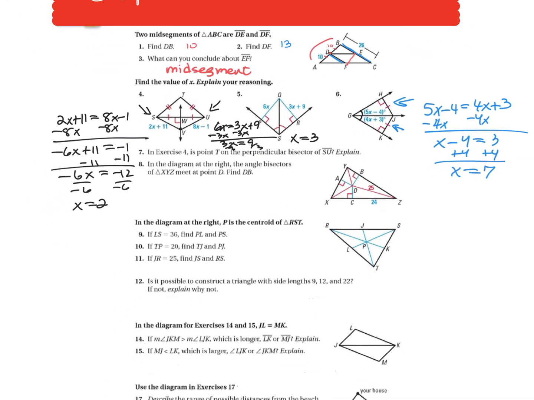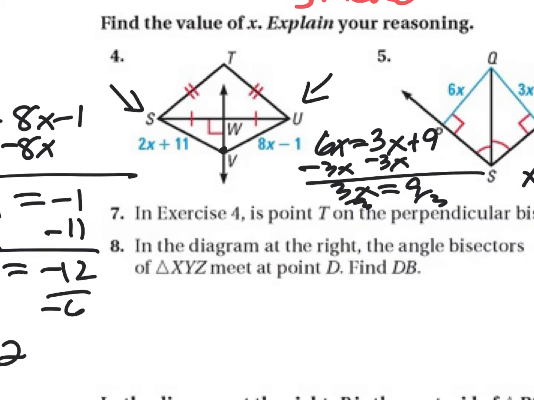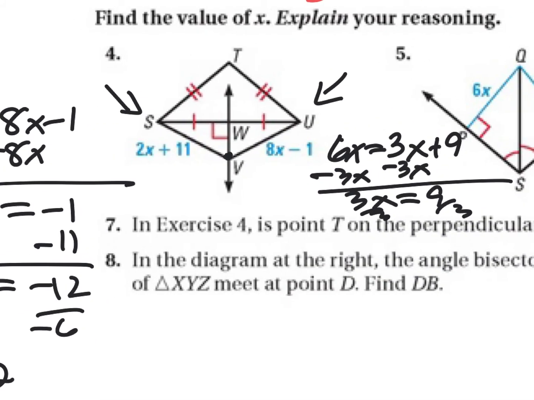Now, for the next one, it says in exercise 4, is point D on the perpendicular bisector of SU? And yes, it is, because we can tell of the congruency parts and that it's equidistant.